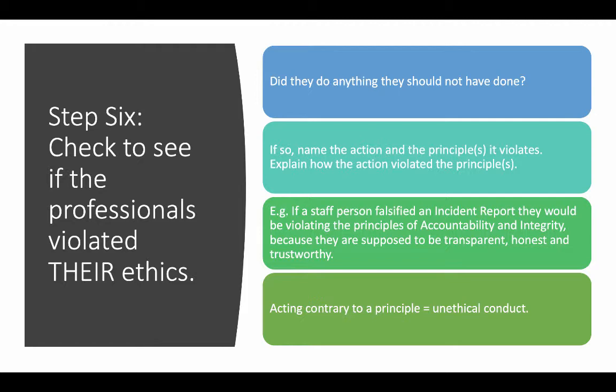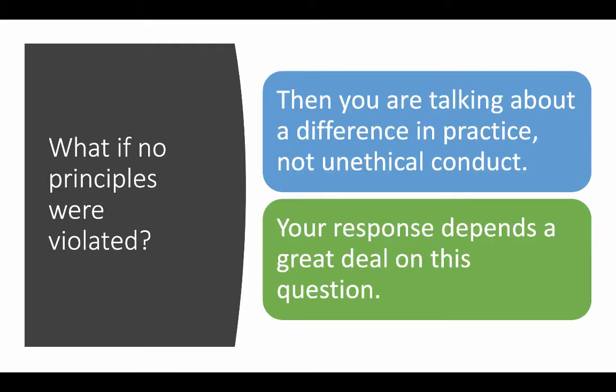Again, as soon as we can say that a person did something that violated one principle, we can say that they did something unethical, and that will affect what we do about it. After you have reviewed steps 5 and step 6, it's entirely possible you may come to the conclusion that no principles were violated. In other words, you may see no examples of people behaving in a way that was explicitly improper, and you may see no missed required steps. When that happens, you're talking about a difference in practice, not unethical conduct. You may feel strongly that there was a better way for a person to behave, but stop short of accusing them of violating a principle or breaking a rule.